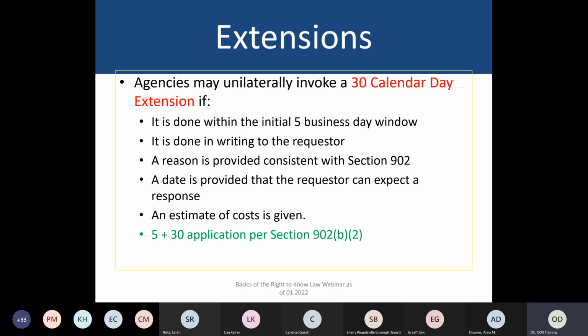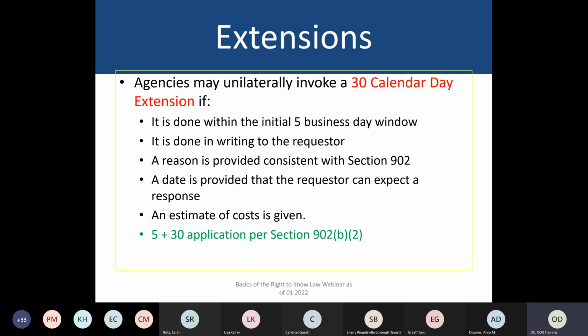However, in order for the extension to be valid, there are some conditions that need to be met. First is that you need to invoke the extension within the 5 business day window. You can't wait until the 6th business day, suddenly realize, oh gosh, I forgot about this Right to Know request, well, I'll just take an extension. Unfortunately, you've already denied the request by default when you failed to respond within the 5 business day window. It's legally what's known as a deemed denial. And the appeal window for the requester has now opened up due to your failure to respond in a timely manner.